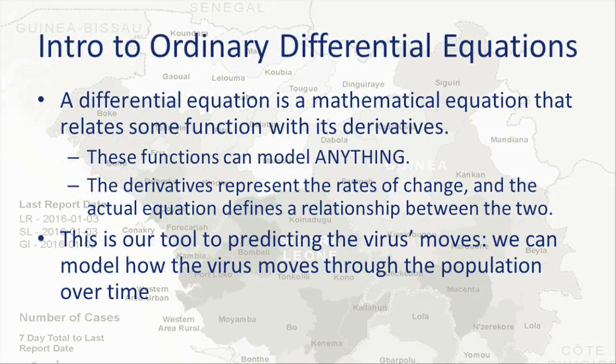So to do that, we'll use ordinary differential equations. A differential equation is a mathematical equation that relates some function with its derivatives. Basically, a derivative measures the change over time. So we all know y equals mx plus b. M is the slope, and that's the change over time. And so what differential equations do is they use these rates of change as variables. So we're going to be mapping the course of the virus over time. This is our tool for predicting the virus's moves, and this will help us model how the virus goes through the population over time.